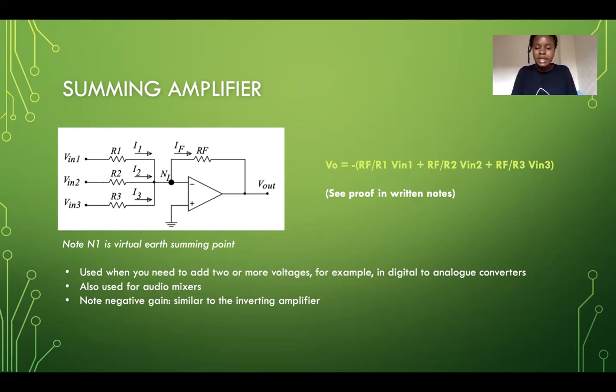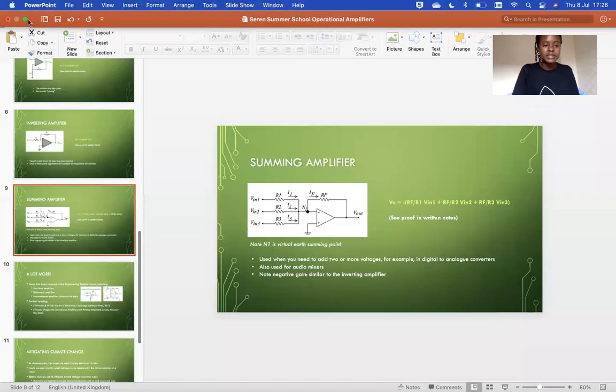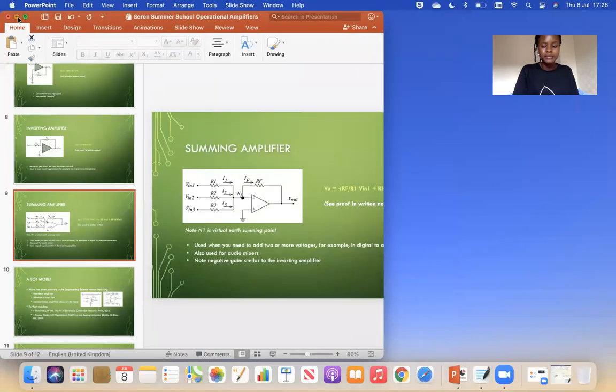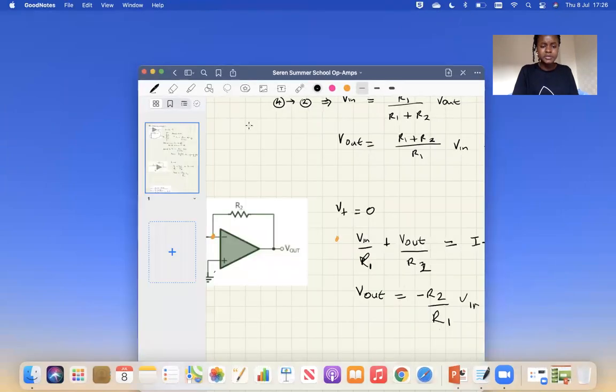Note that once again, we've got a negative gain, which is quite similar to the inverting amplifier that we just derived earlier. I do want to derive how we got this, but my drawing pad wasn't really cooperating, so I'm going to try to do that again as quickly as I can. Once again, I'm just going to move on to my notes app and try to derive that carefully. It's a pretty straightforward one.